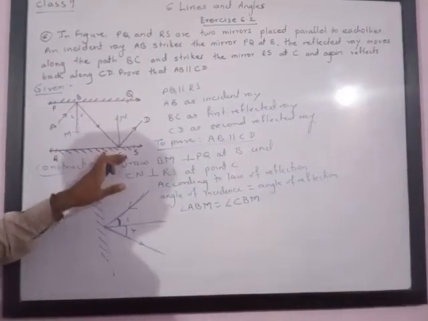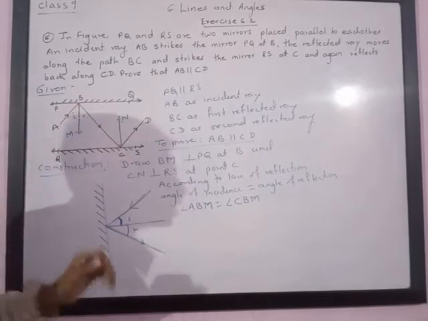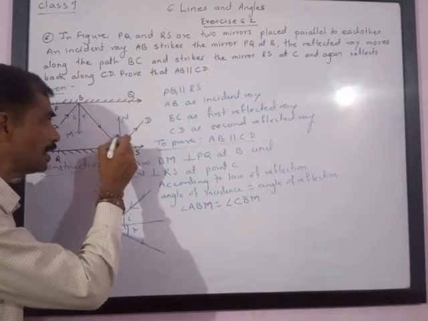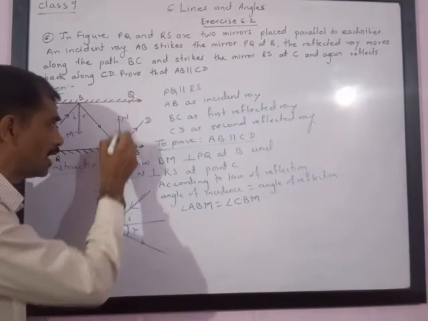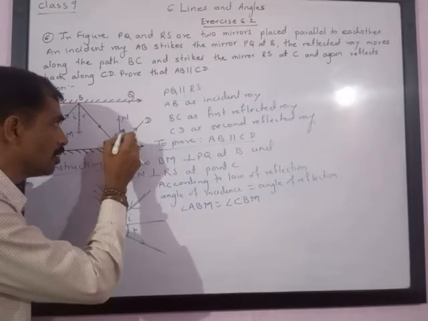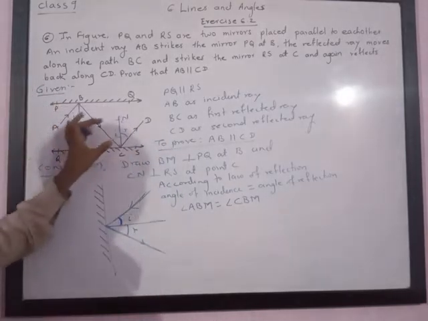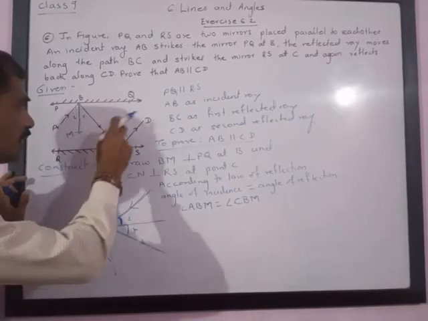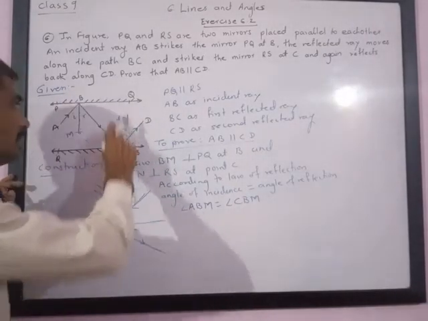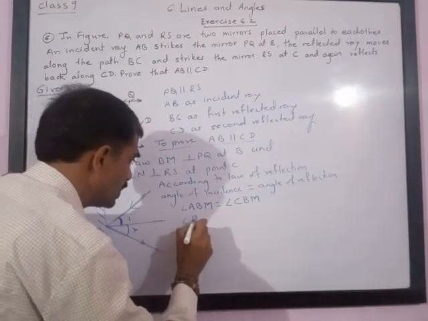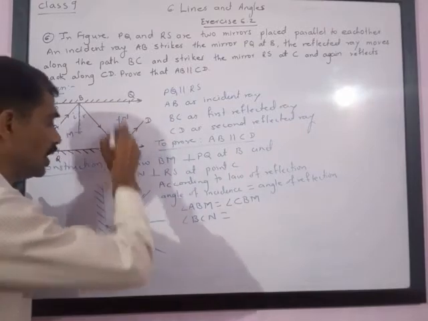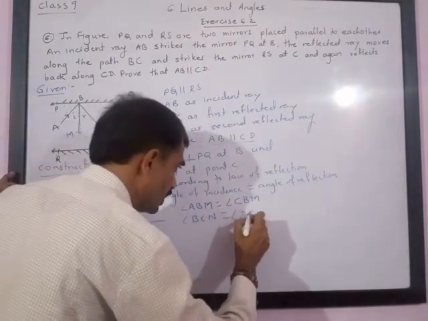Now at point C, BC acts as an incident ray. So with BC as the incident ray, the angle with the normal is this, and this other angle is the angle of reflection in this case. So you can say first reflection and second reflection, or angle of incidence and angle of reflection. It means angle BCN is equal to angle DCN.